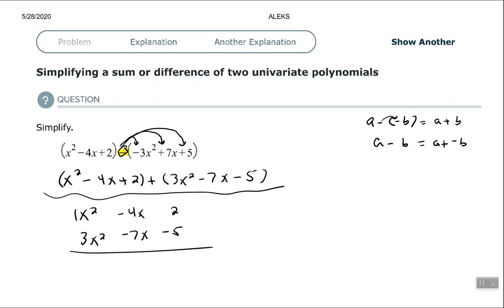So both of these are positive. That's understood to be 1, so that will give me 4x squared. Negative 4x minus 7x. So I'm taking away even more, which will drop me deeper into the negatives, negative 11x. And then positive 2 minus 5. So I start with 2, but I take away 5, so that puts me in the negative at negative 3. So after I distribute that negative and change those signs, I'm just combining the like terms from there.